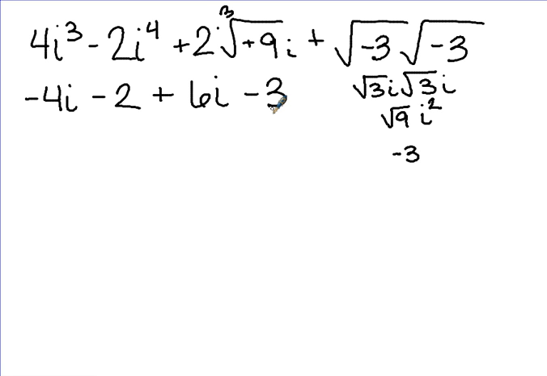Now we can combine like terms. Remember, in combining like terms that when we write them in standard form, the real number comes first and the imaginary number comes last. So we're going to combine our real numbers. -2 plus -3 is -5. And then we have -4i plus 6i, and that will give us plus 2i.